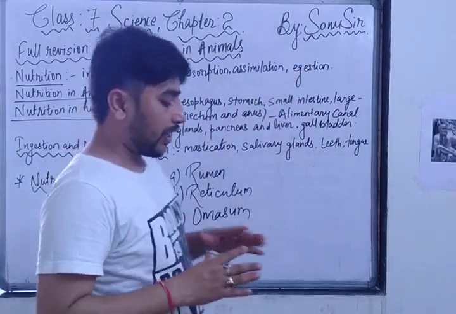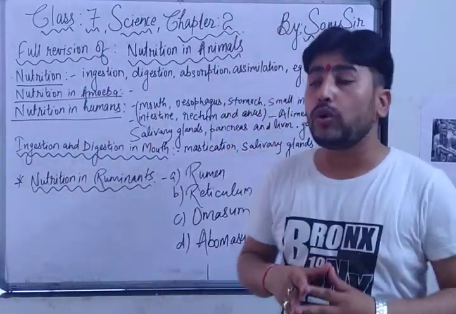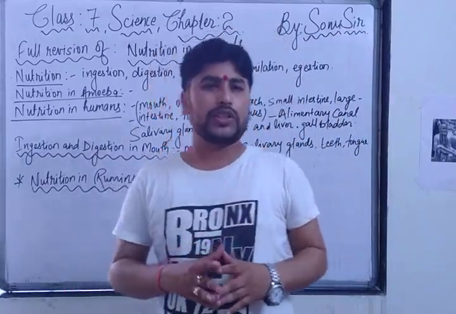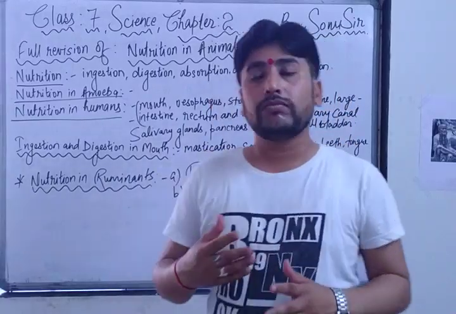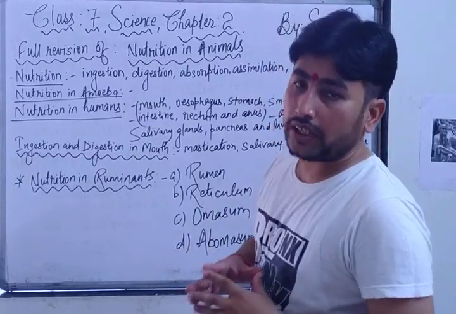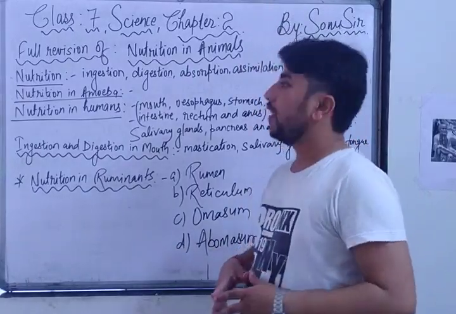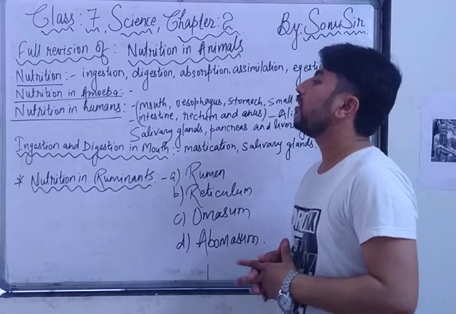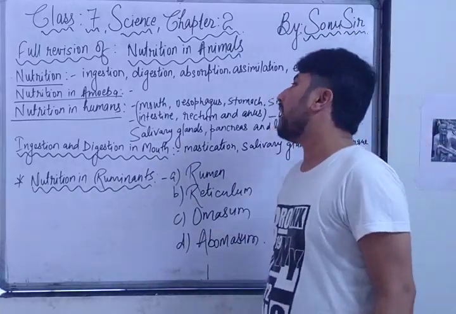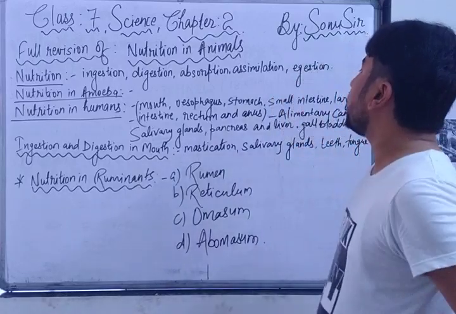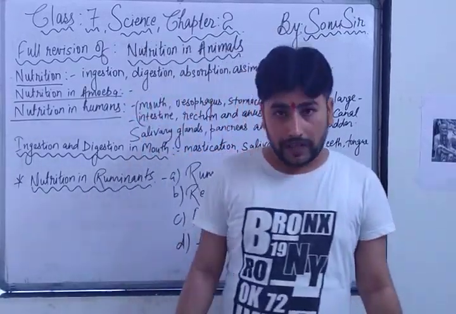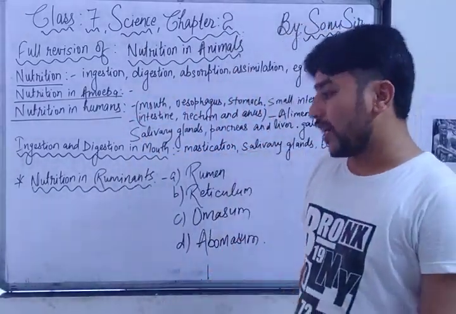So first heterotrophic nutrition, then holozoic nutrition. What is holozoic nutrition? A nutrition in which an organism gets nutrition in the form of solid or liquid is called holozoic nutrition. Nutrition in animals has been divided into 5 parts: ingestion, digestion, absorption, assimilation and egestion. First of all, you should know what these 5 parts are and why these 5 parts.